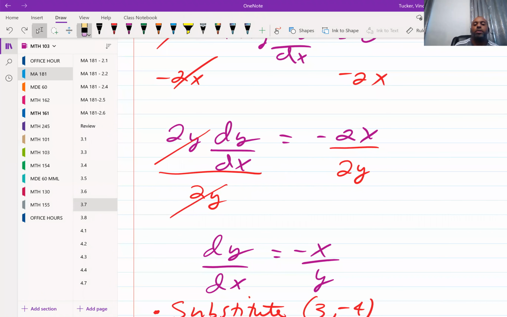And that reduces to negative x over y. So the derivative of y with respect to x ends up being negative x over y. All right, any questions so far?